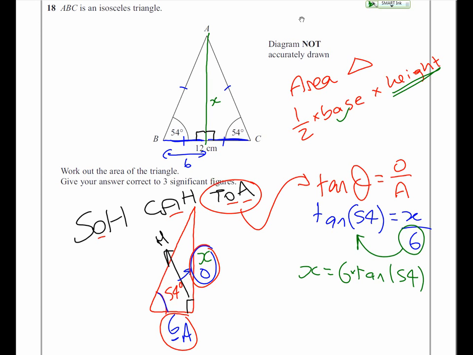I've had people complaining they're getting different answers from me on some of these questions. Make sure your calculator is in degrees, which means it's got a little d. So you can go to Shift Setup if you've got the same calculator as me, and press DG, which is number 3. So we do 6 times by tan 54, close the brackets, and you get x is 8.258291523.